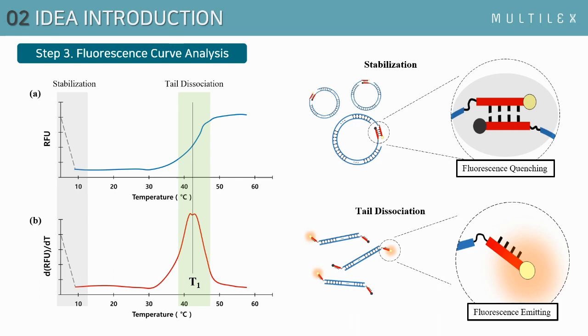It is the last step. When the step 2 is completed, we analyze the fluorescence graph in order to get information. Graph A is the example showing the relative fluorescence units, which is RFU, during the temperature increase. Graph B is the exemplary graph derived by differentiating the RFU of graph A to the temperature.